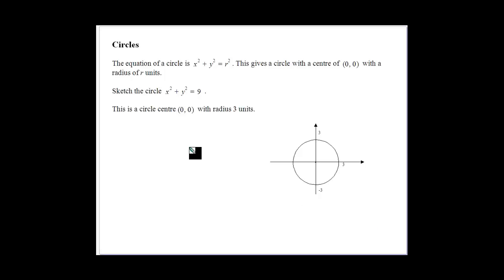Now we also need to graph circles in the course here, and we have to look at the circle in a couple of ways. The first one is in its simplest form, and that's when the equation is x squared plus y squared is equal to r squared.